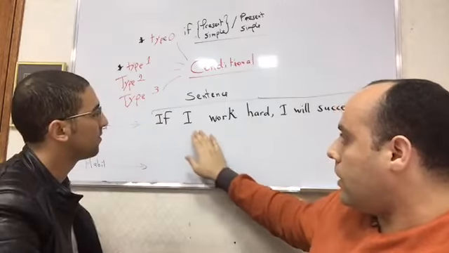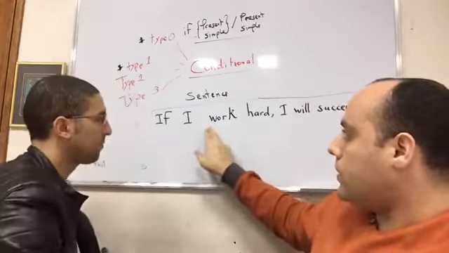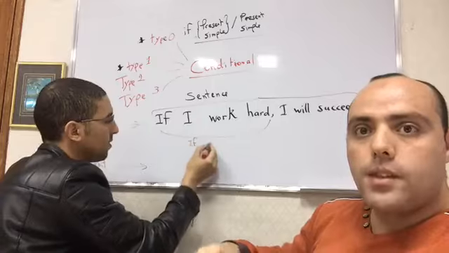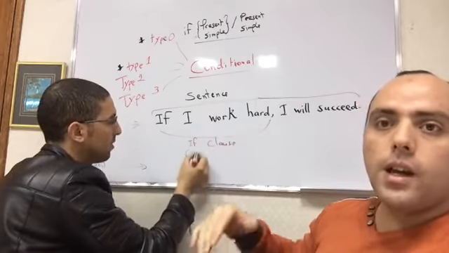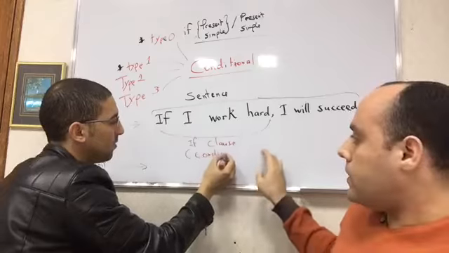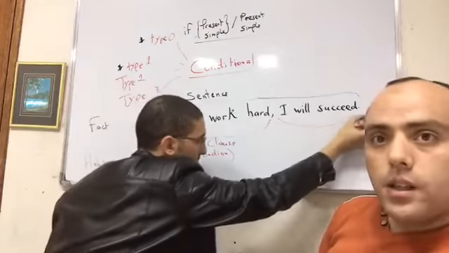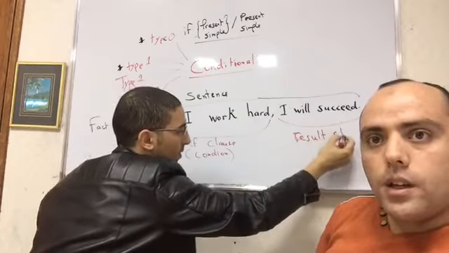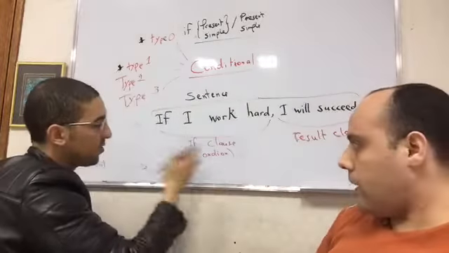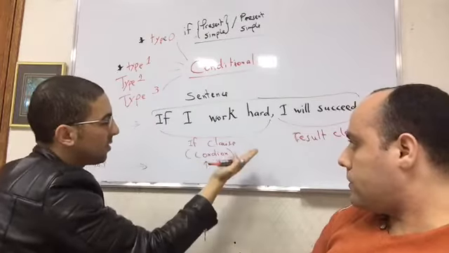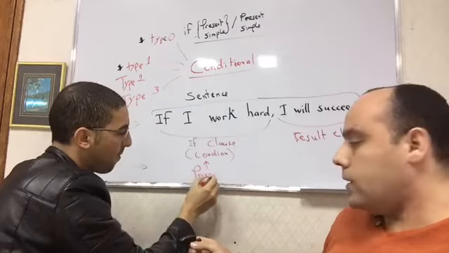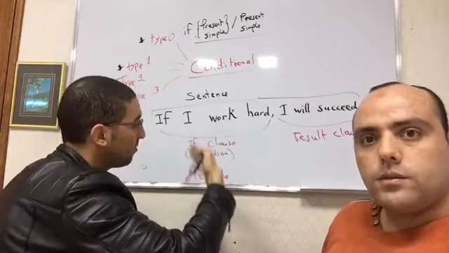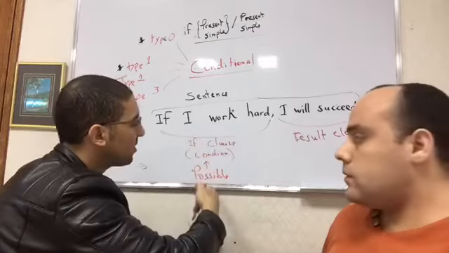As you can see, in the if clause we have the present simple tense. If I work hard, this is the if clause, the condition clause. And as a result, the second clause is I will succeed. This is the result of the if condition clause. Now, just to make it easy for them, the condition is possible in the present or future.